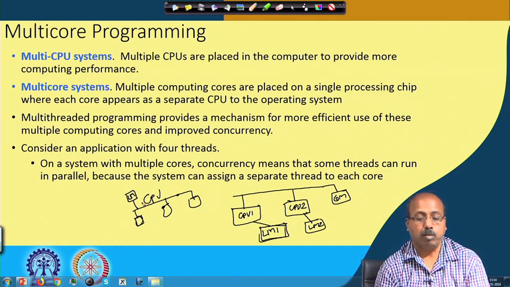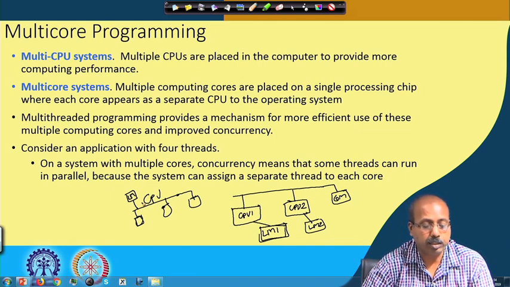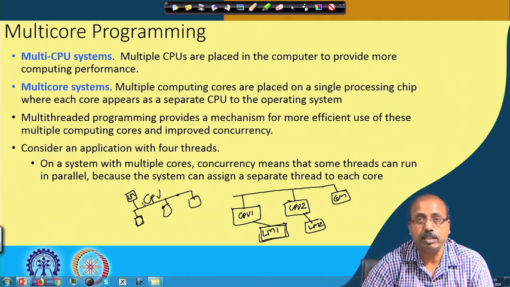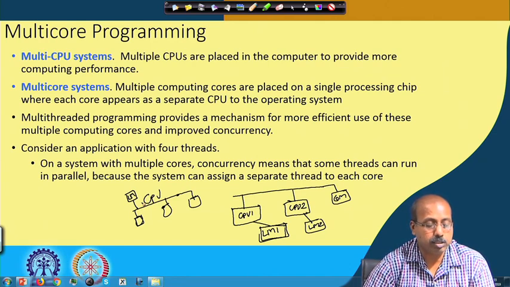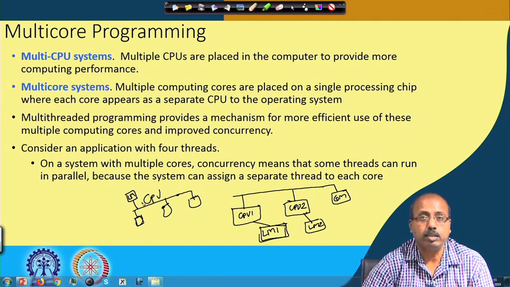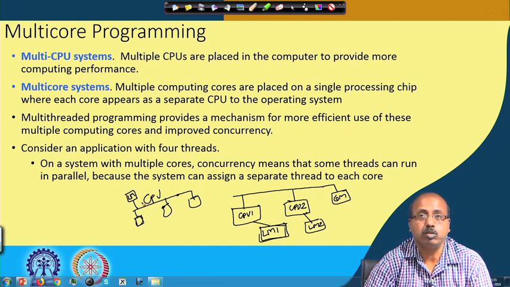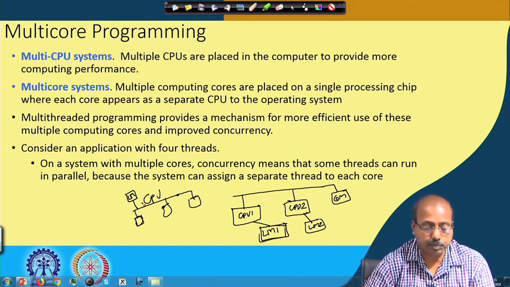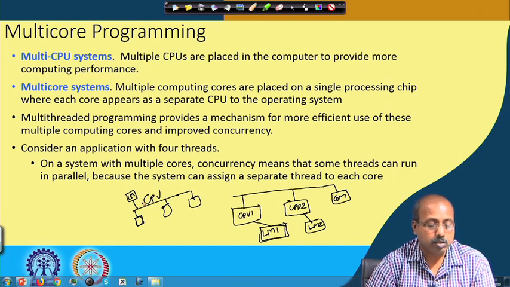We have got multiple computing platforms available within the same CPU compared to a separate CPU. So, multi-threaded programming provides a mechanism for more efficient use of these multiple computing cores and improving the concurrency. That is the advantage of multi-threaded programming. The programs are written to exploit this multi-core architecture. So, I have to create separate threads and each thread will go to one such core, and that way there will be parallelism.